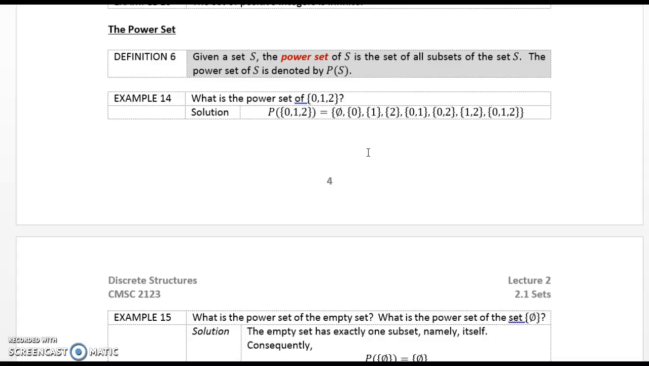Example 14. What is the power set of {0, 1, 2}? P of the set {0, 1, 2} is the empty set, the set containing 0, the set containing 1, the set containing 2, the set containing 0, 1, the set containing 0, 2, the set containing 1, 2, and the set containing 0, 1, 2.